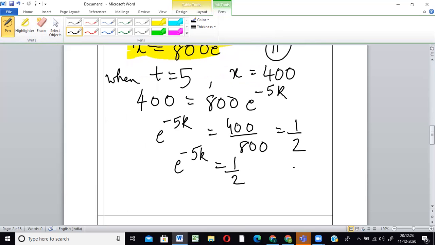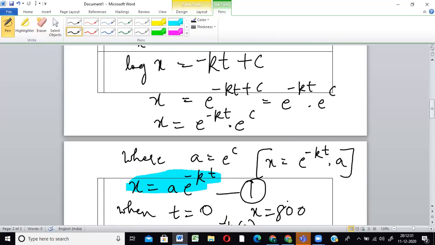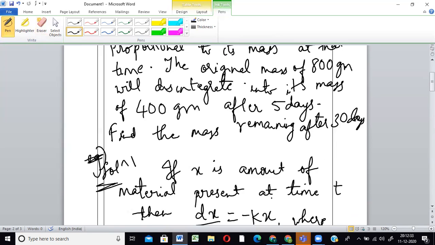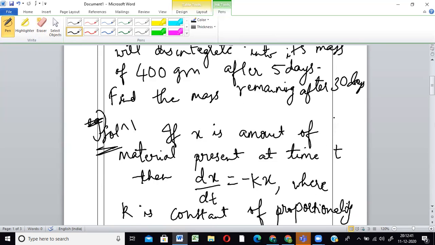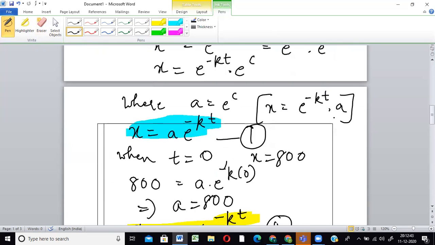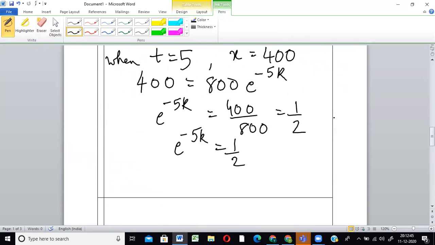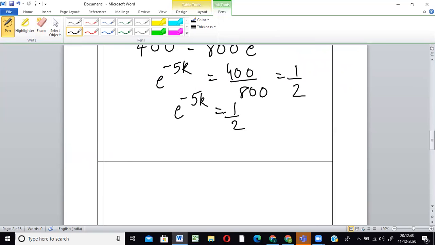Now, what is the thing that is asked in the question? What do you have to find? Find the mass remaining after 30 days. After 30 days means when t is equal to 30, you have to find out the remaining mass. Means when t is equal to 30, you have to find out the value of x. I'm going to do the same thing over here. All the values are known to us. So when t is equal to 30, x value we have to find out.